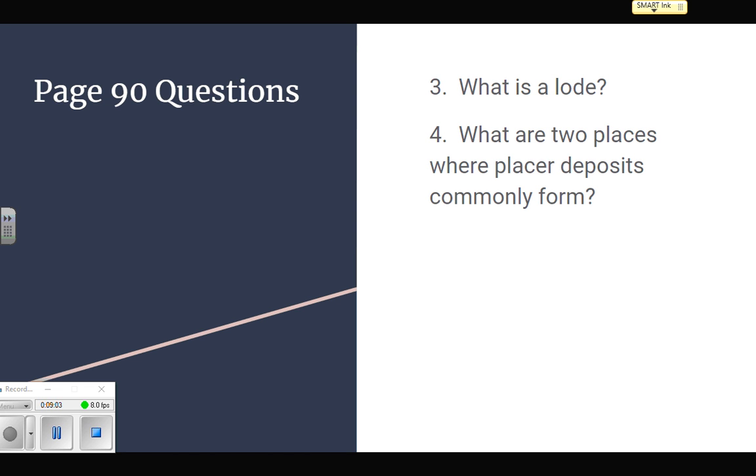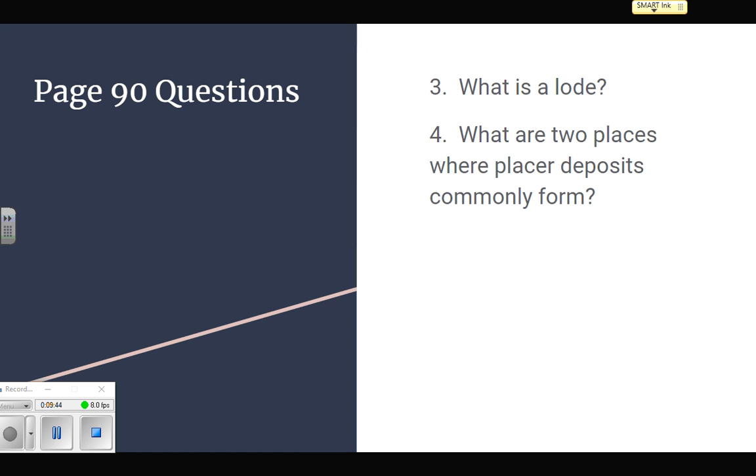Under the diagram, some placer deposits form in places where rivers bend. Others form in deep areas in streams. Highlight that sentence. Some placer deposits form in places where rivers bend. Others form in deep areas in streams. The deposits form when pieces of heavy minerals get trapped as water slows down.